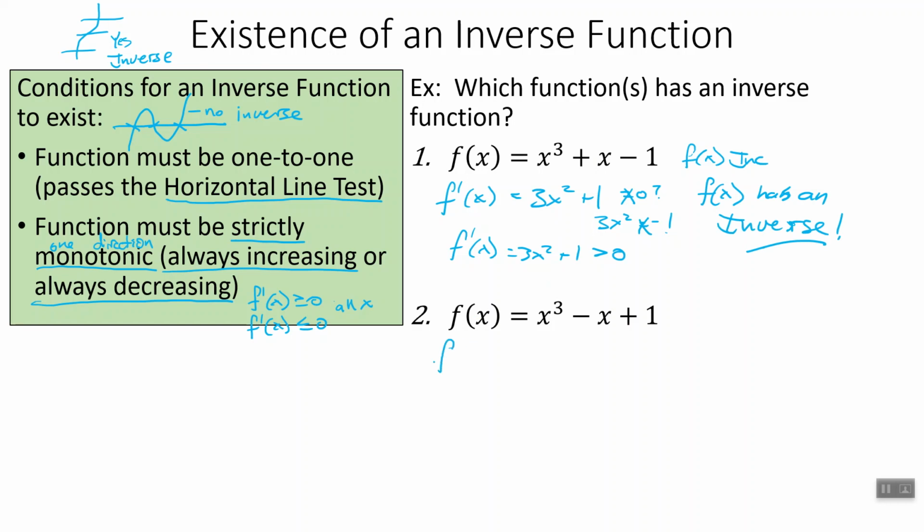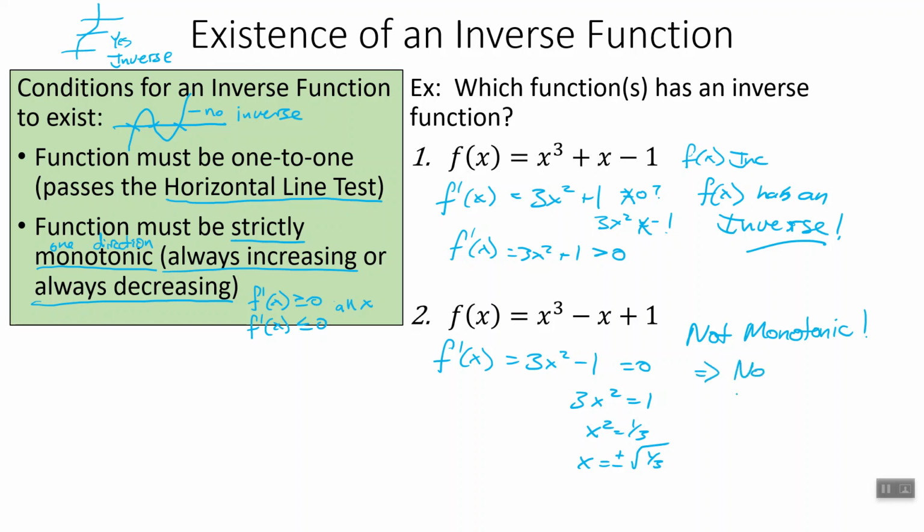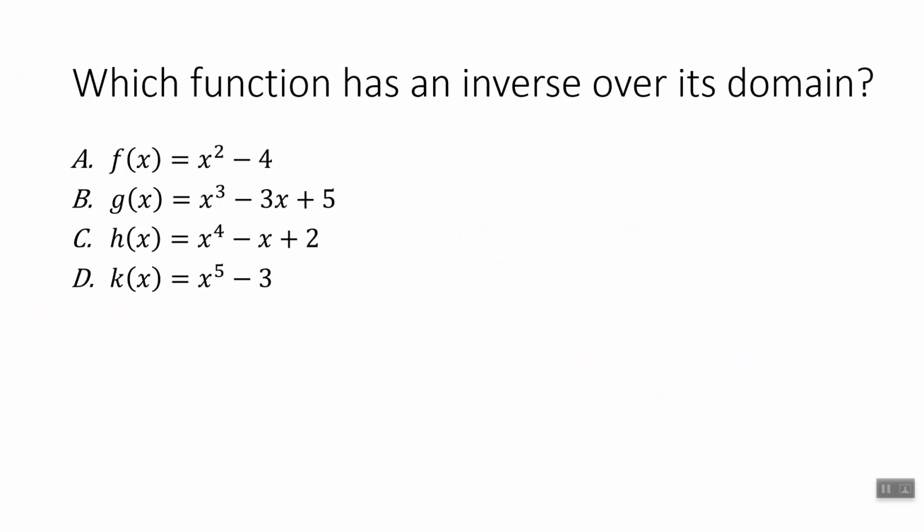Let's take a look at this guy. So if we take the derivative here, we get 3x squared minus 1. Well, that is going to have a solution. It might not be pretty, but it's going to have a solution. In fact, it's got 2, plus or minus the square root of 1/3. All right, so it's going to be negative in the middle and positive on the outsides, so this is not strictly monotonic. So we could say it's not monotonic. So that means no inverse. It does not have an inverse that is a function. Its inverse would not be a function, and all we care about is guys that have functional inverses.